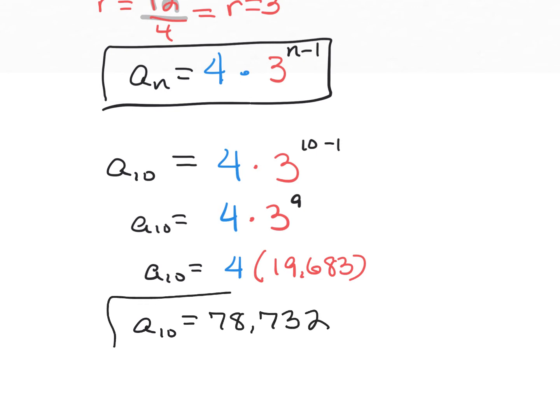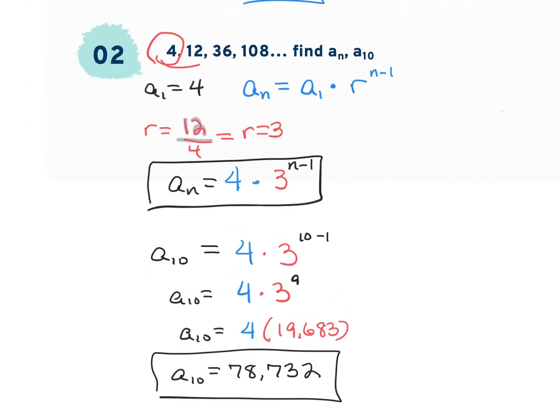78,732. When these sequences are geometric, they're going to grow really rapidly, and they could also get really small really quickly because we're multiplying here. Everyone good on example 2?